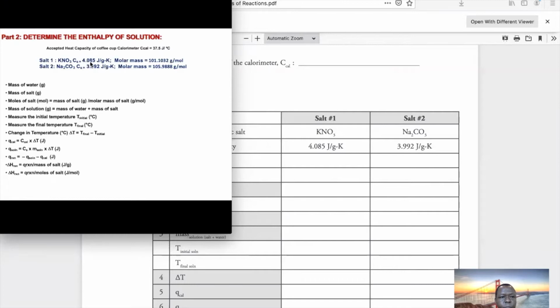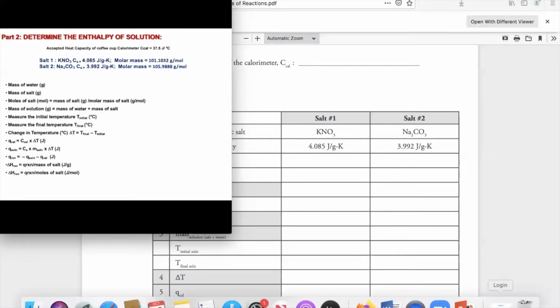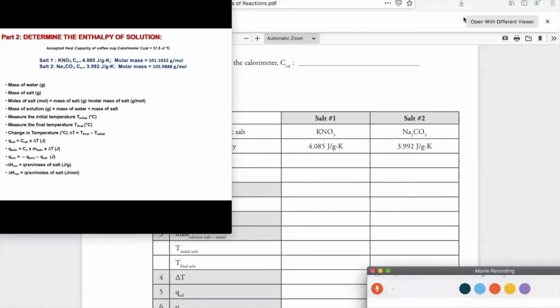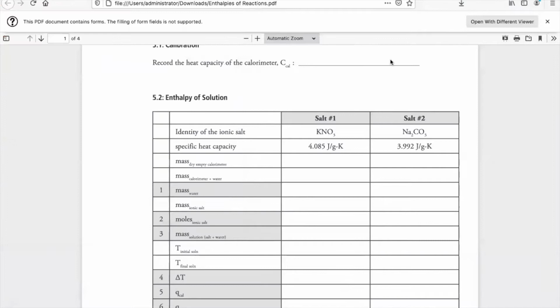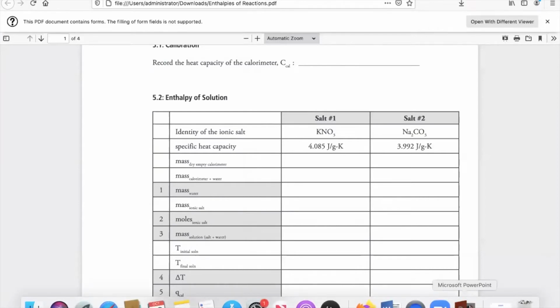This is the specific heat to get the number of moles. All right, moles of the salt number one. It's the mass of what? Mass of H2O use of molar mass, mass of H2O use.